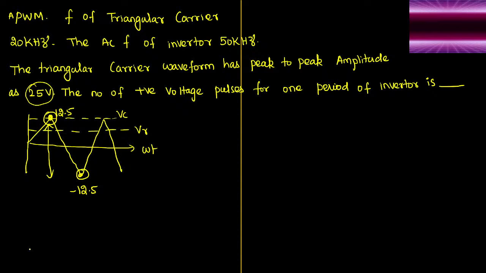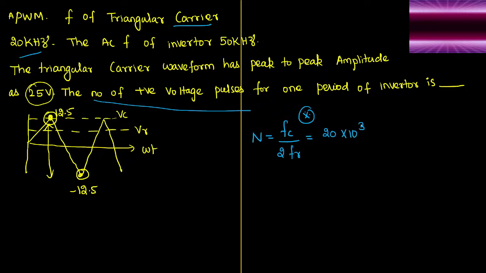So let me tell you the direct formula just to remember these things. Whenever they are asking you to identify the number of pulses, the generalized formula is n equal to carrier frequency upon 2 times the reference frequency. Some of you might know these things, just to have a hint. Number of positive pulses equals carrier frequency divided by 2 times the reference frequency. Everything is given in the question. The triangular carrier frequency is already given as 20 kilohertz. So 20 into 10 power 3 upon 2 times the reference frequency, that is the AC inverter frequency.